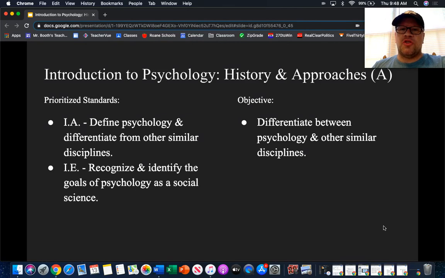Well, this is the Introduction to Psychology, History, and Approaches, Section A lecture. Our prioritized standards are 1A and also 1E, and our objective is to differentiate between psychology and other similar disciplines.